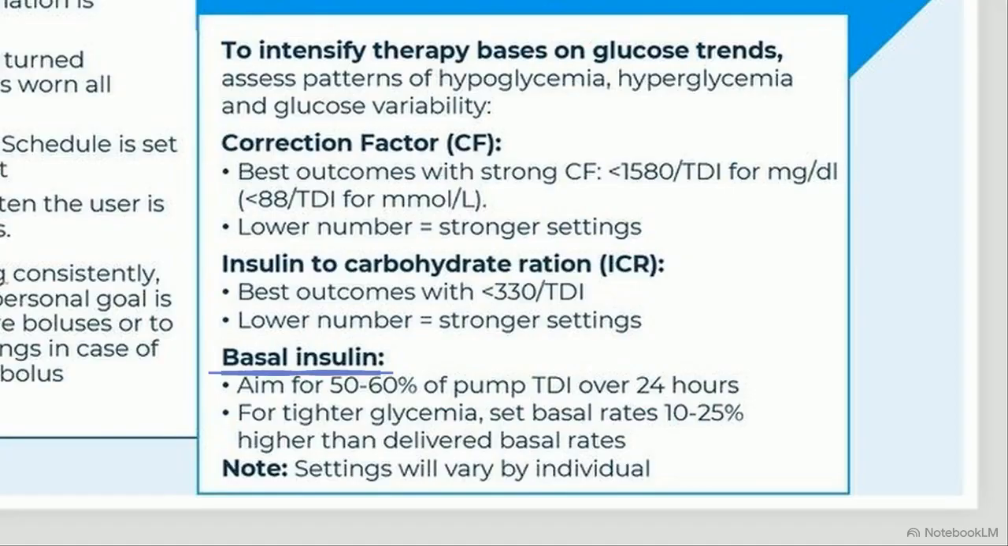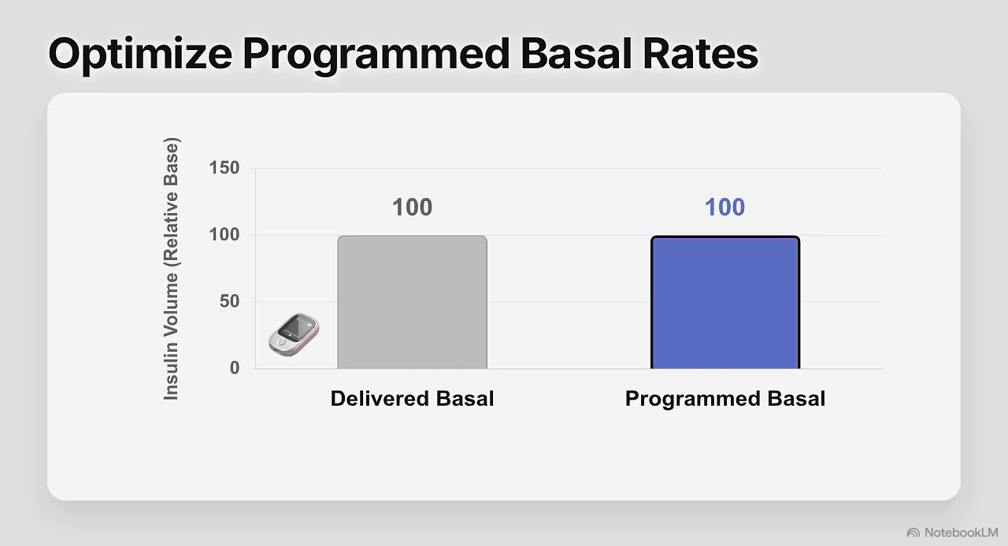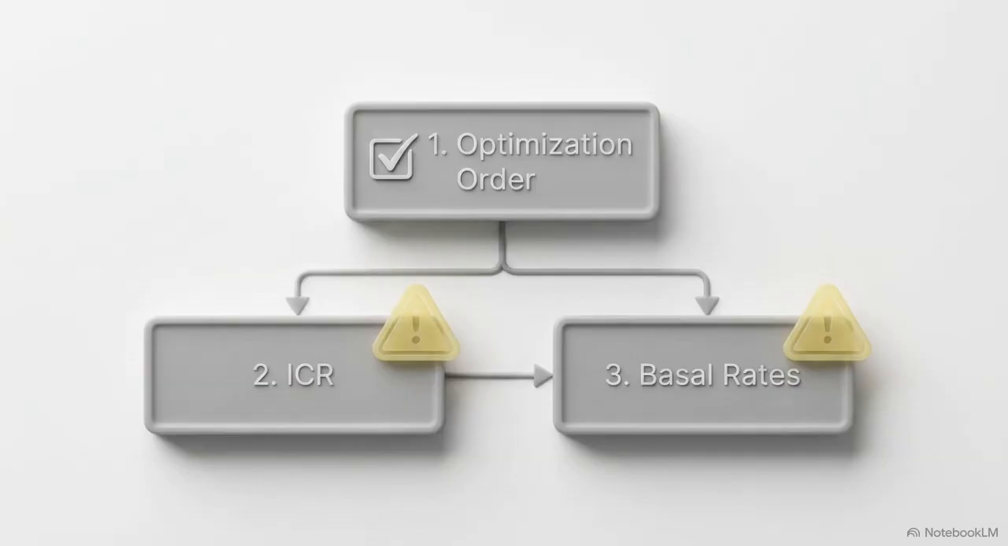Lastly, we review the basal parameters. Optimal outcomes are generally seen when basal insulin makes up between 50 and 60% of the total daily insulin over a 24-hour period. If a patient requires tighter overall glycemic control, the programmed basal rates can be aggressively set 10 to 25% higher than the volume the pump is currently delivering. This establishes a strict clinical hierarchy. We optimize the correction factor first because it is the safest lever to pull, only resorting to aggressive ICR or basal rate alterations once we understand the patient's tolerance for hypoglycemia.